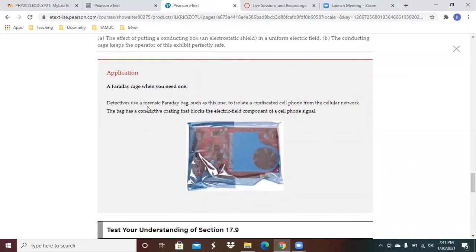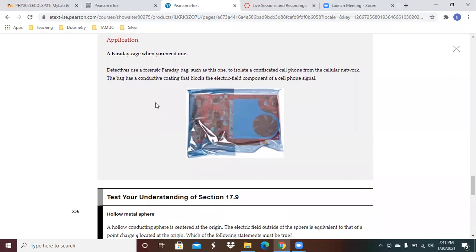So detectives use a forensic Faraday bag, such as this one, to isolate a confiscated cell phone from the cellular network. The bag has a conductive coating that blocks the electric field component of a cell phone signal.